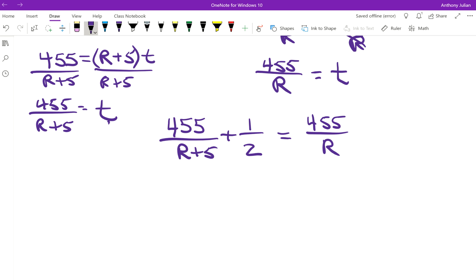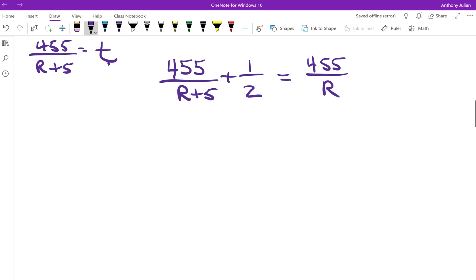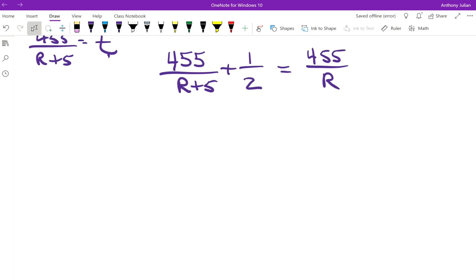All right, so this is our equation now, and we have to solve for r, the rate. All right, so let's do that. And it looks like I want to get my denominators to be the same. So we've got r plus 5 times 2 times r. So this r plus 5 is missing 2 times r, which is 2r. So I'm going to multiply that to top and bottom.